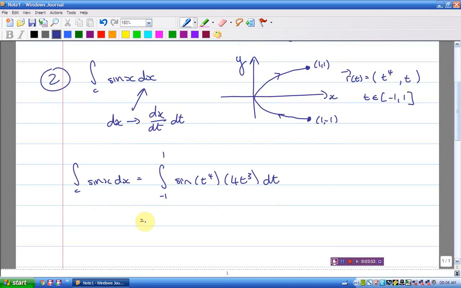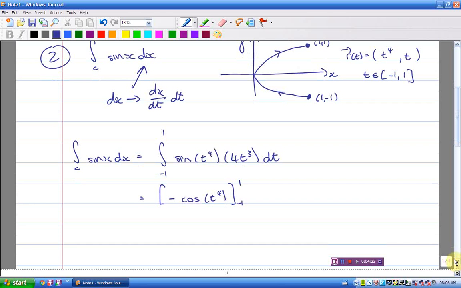And not a particularly hard one either, because the 4t cubed is simply the derivative of the thing inside the sine. So we know that this is going to be minus cos t to the 4 evaluated from minus 1 to 1. Let me just check myself. If I differentiate minus cos t to the 4, chain rule says I differentiate the outside function first. So I'd get sine t to the 4, and then multiply by the derivative of the inside function. So that's 4t cubed. Okay, cool. So that would be minus cos of 1 plus cos of 1, which is 0.